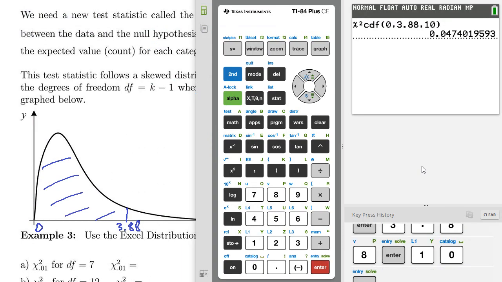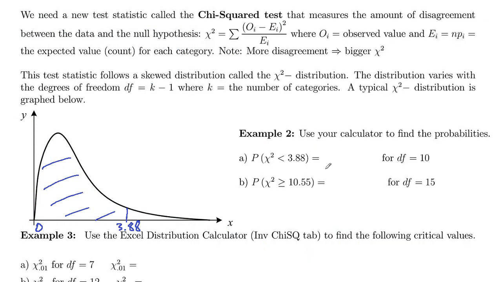Paste it, and we get 0.0474. So this would be 4.74% of the area. The total area underneath any chi-squared distribution curve is 1, or 100%. So this is not drawn to scale, obviously.